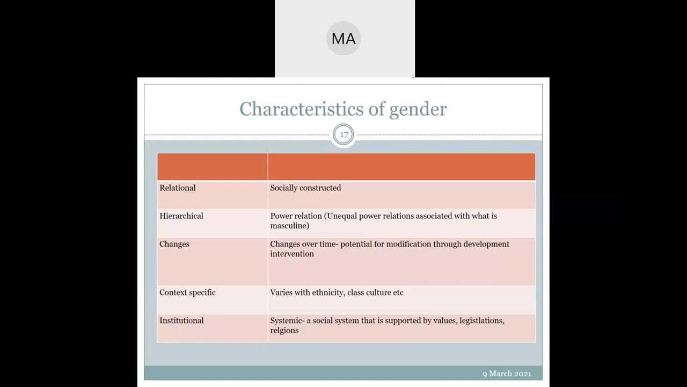And it is institutionalized: a social system supported by values, legislation and religion. So in a society, there may be values given to specific duties and responsibilities related to religion, gender and other values in the society. To make it institutionalized, legislation always has to be there, and we have to have more mainstreaming systems on gender issues in all aspects. These are the specific values we expect to have in gender.